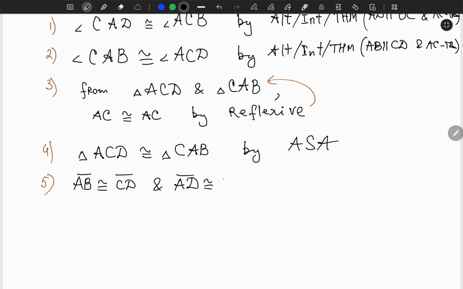AD is congruent to BC by corresponding parts of congruent triangles are congruent, CPCTC. Okay, that's it.